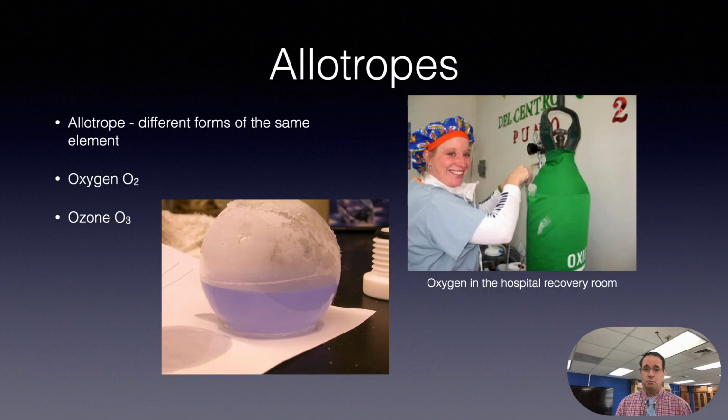What is an allotrope? An allotrope is a different form of the same exact element. For example, oxygen, as we know, is O2. That's what we breathe. This is the formula of the chemical that we breathe. Oxygen is in scuba tanks, and it's in medical grade oxygen. Okay?